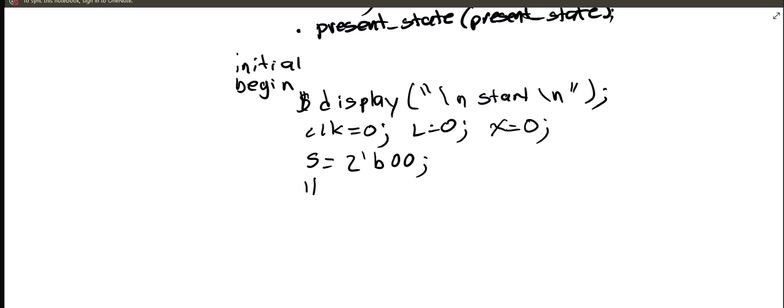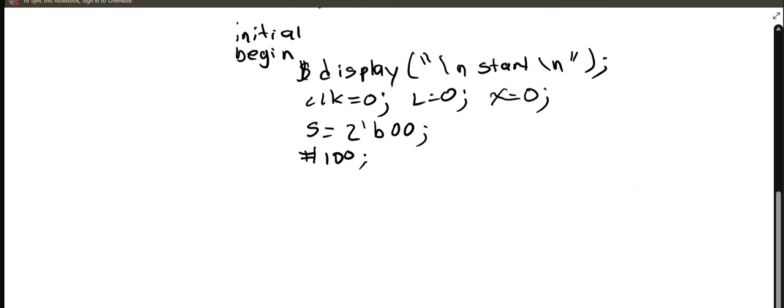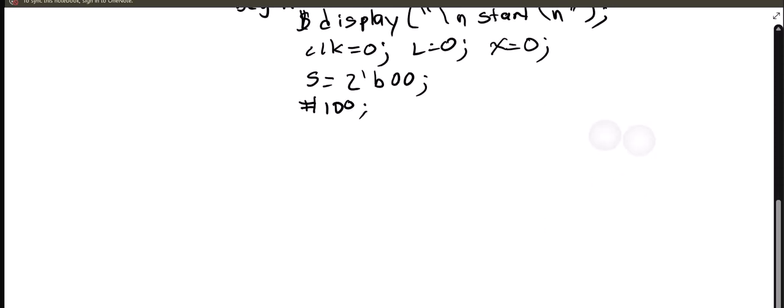And then this hashtag 100 is just saying pause for 100 nanoseconds. Okay, then we have 2 nested for loops. And what our nested for loops are doing is going through all of our possible values of present state, and then also through our 2 possible values of L. No, hold on. No, our 2 possible values of X, not L.